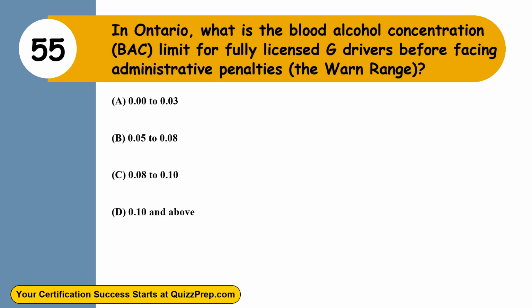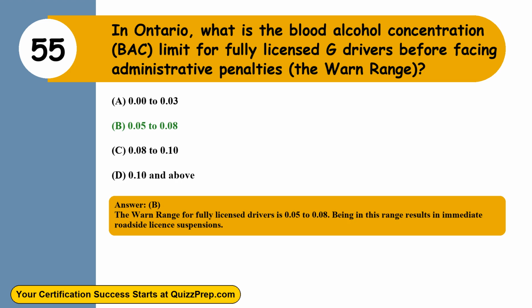Question 55. In Ontario, what is the blood alcohol concentration, BAC, limit for fully licensed G drivers before facing administrative penalties, the Warn range? Option A, 0.00 to 0.03. Option B, 0.05 to 0.08. Option C, 0.08 to 0.10. Option D, 0.10 and above. The correct answer is option B, 0.05 to 0.08. The Warn range for fully licensed drivers is 0.05 to 0.08. Being in this range results in immediate roadside license suspensions.